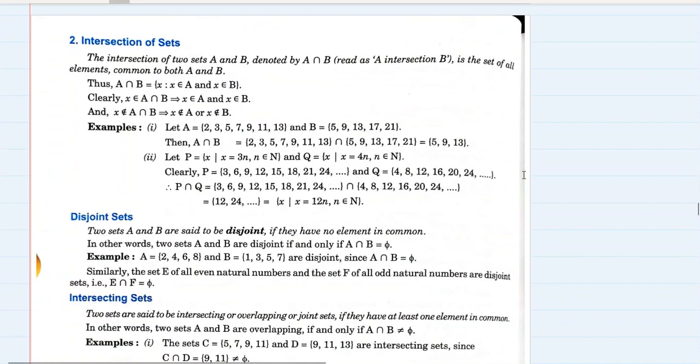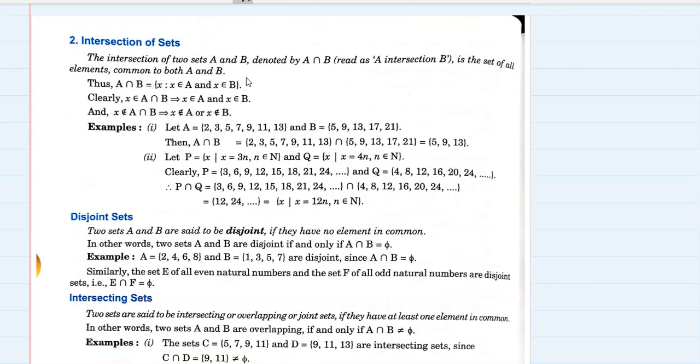Intersection of sets. The intersection of two sets A and B, denoted by A intersection B, is the set of all elements common to both A and B. The set of all elements common to both A and B is read as A intersection B. So A intersection B is the set of all elements x such that x belongs to A and x belongs to B. Clearly, if x belongs to A intersection B, that means x belongs to A and x also belongs to B.